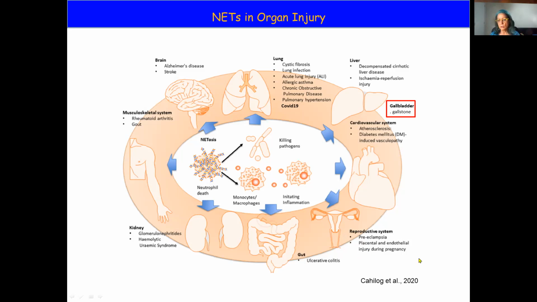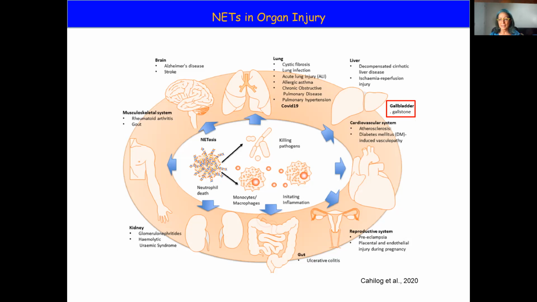Placenta and endothelial injury during pregnancy. In the heart, atherosclerosis. Diabetes is not exactly like this, but vasculopathy associated with diabetes. In the vessels, thrombosis is a big problem. Tomorrow we are going to see that gallstones in gallbladder, NETs have a lot of role in this.